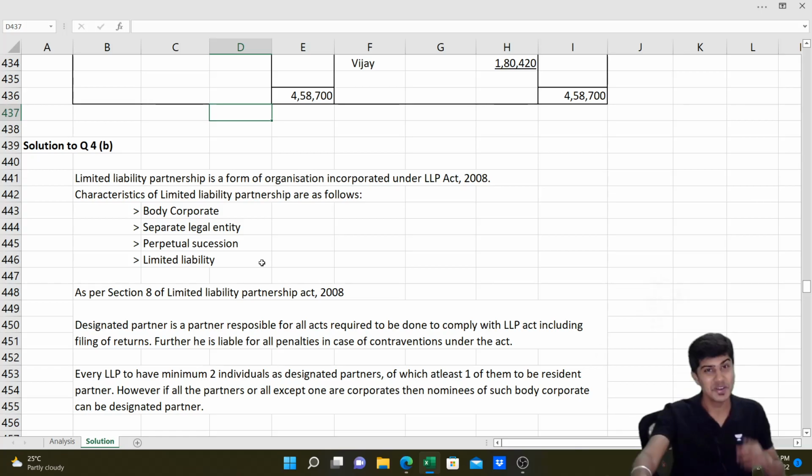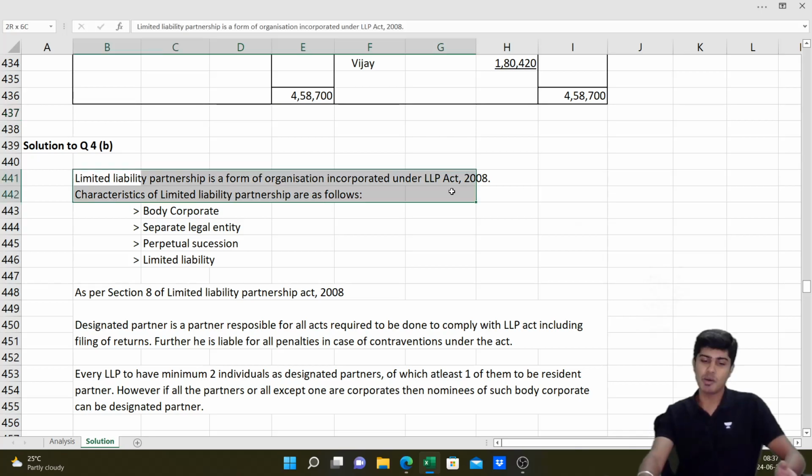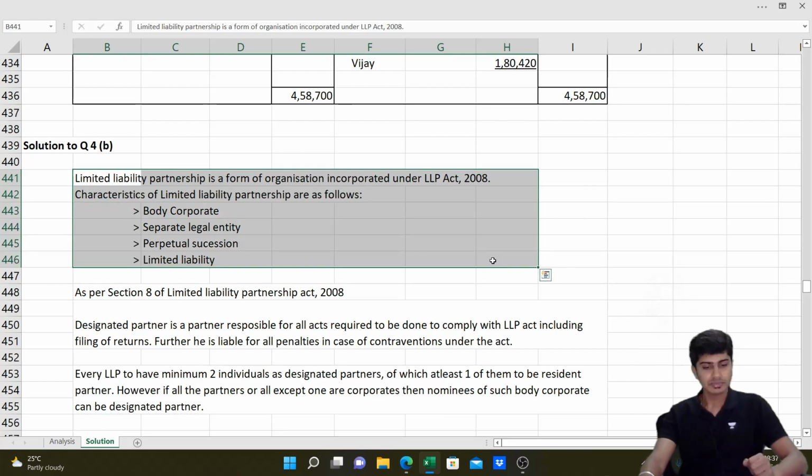Chalo. Question number 4B. What is it? Limited liability partnership. Have a look. Limited liability partnership is a form of organization incorporated under the LLP Act 2008. Characteristics of limited liability partnership are as follows. It's a body corporate. It's a separate legal entity. Perpetual succession and limited liability. I didn't mention the same to you.